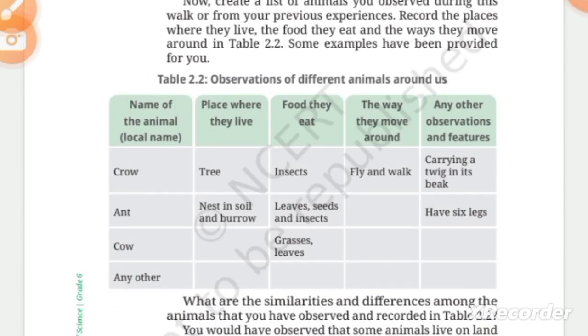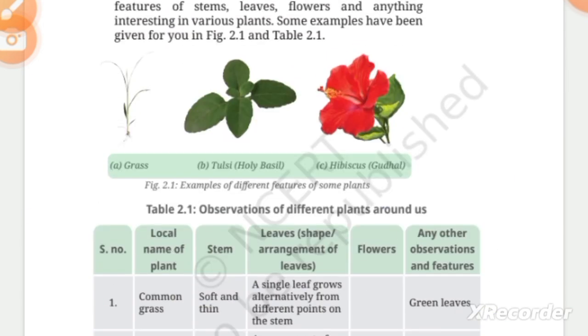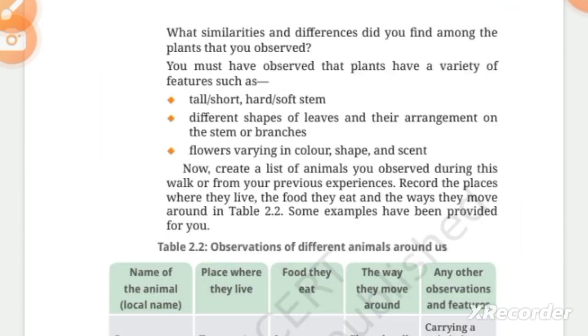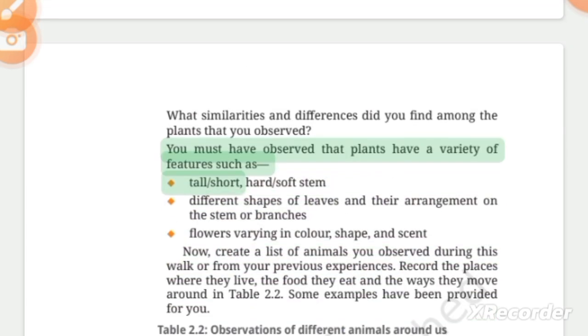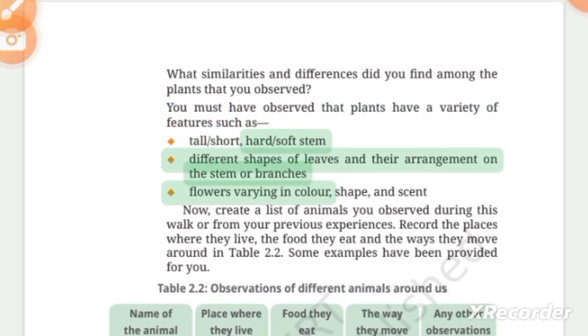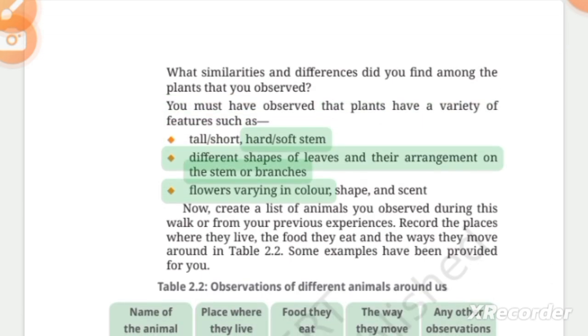Fig. 2.1 Examples of different features of some plants. A. Grass. B. Tulsi, holy basil. C. Hibiscus. What similarities and differences did you find among the plants that you observed? You must have observed that plants have a variety of features such as tall, short, hard, soft stem, different shapes of leaves and their arrangement on the stem or branches, flowers varying in color, shape, and scent.